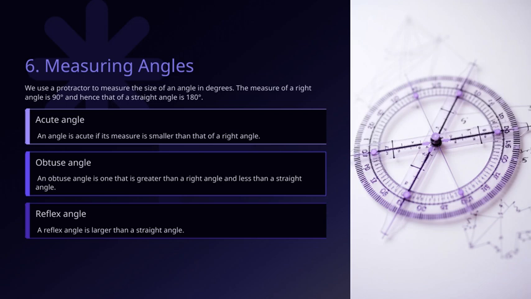Finally, we have reflex angles. These are even bigger. They measure more than 180 degrees. You can imagine them as angles that wrap around more than half a circle. Understanding these different types helps us describe and measure the angles we see in everyday shapes and designs, which is key to our overall study of geometry.